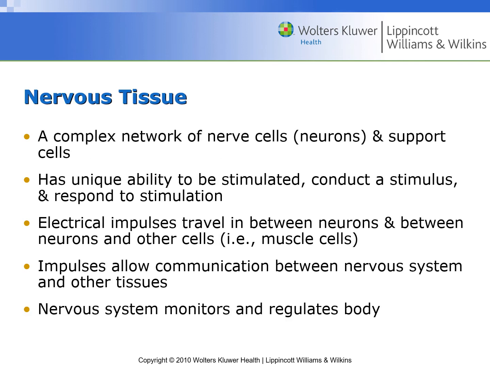Nervous tissue is a complex network of nervous cells called neurons and support cells. It has the ability to respond to a stimulus and conduct an electrical impulse. Electrical impulses travel from one neuron to another or between the neuron and other cells, such as muscle cells. These impulses serve to communicate between the nervous system and the other tissues, allowing the nervous system to monitor and regulate the body's internal and external environment.